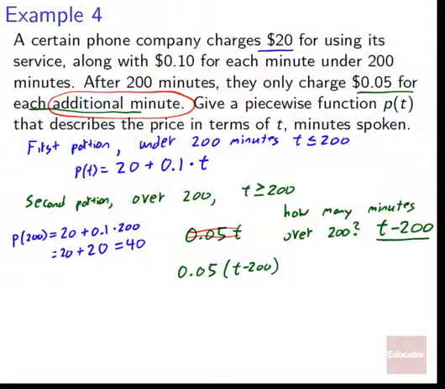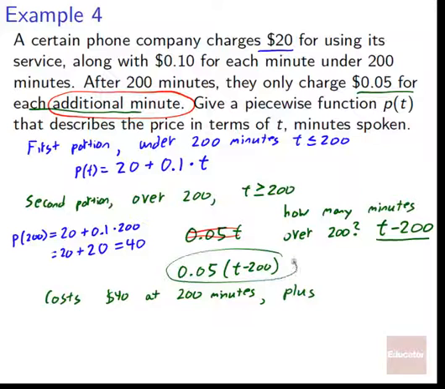So it costs $40 at 200, and then it is plus the additional amount per minute. So for the second portion, our function is going to be p of t equals $40, the lump sum that we have to pay at first to have even made it to the 200-minute mark, plus 5 cents for the number of minutes over 200 minutes.